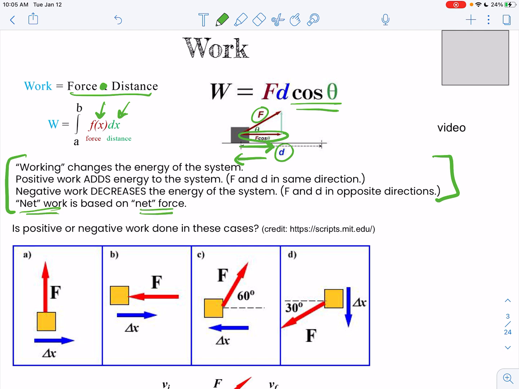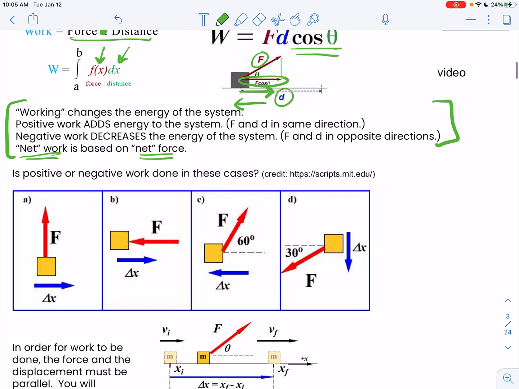Net work is based on net force, right? So if you have something that's applying a force in the same direction of motion, that will be adding energy to the system, or doing positive work. And if the force is opposite the direction of motion or the displacement, then that's a negative work, taking energy out of the system. Okay, so that nets out just like force. All right. Okay, so let's look at this one.